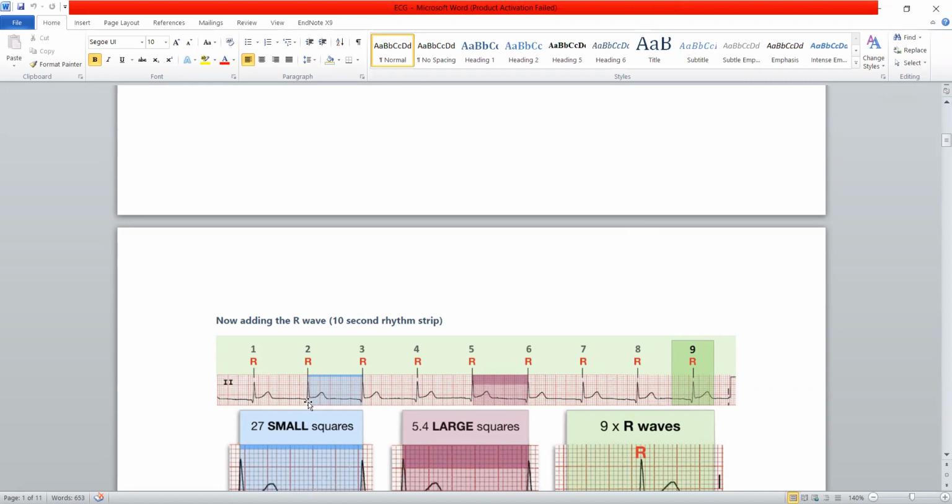First of all, we see the P wave. If the P wave is present, then we say that this is a sinus rhythm, a rhythm that is originating from the SA node. And if the P wave is not present, then it is an arrhythmia. And in which condition is the P wave not present? Atrial fibrillation.